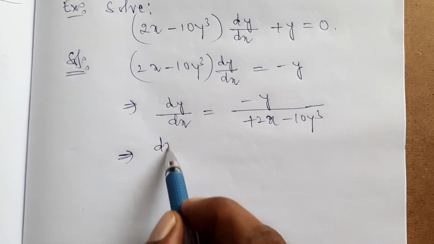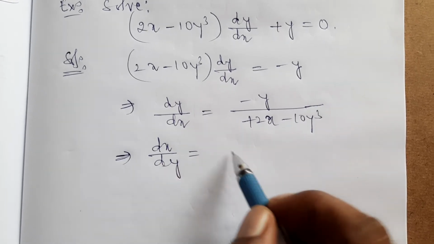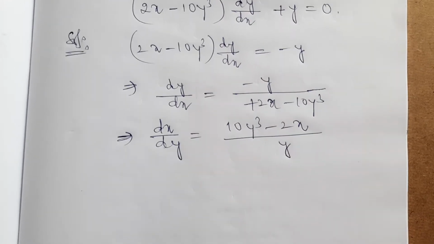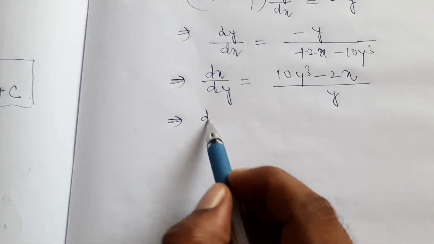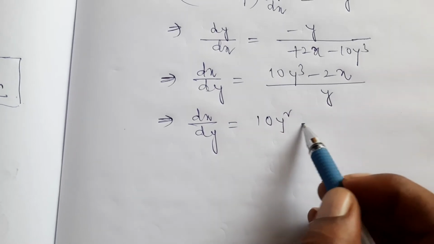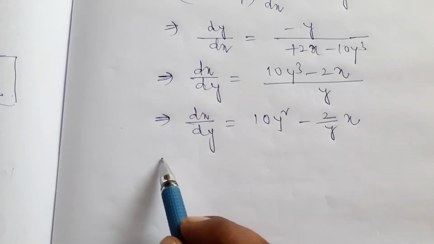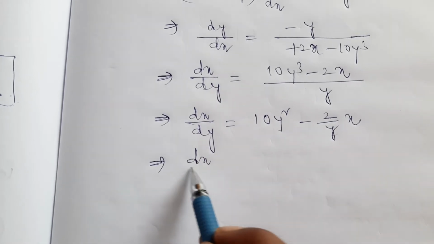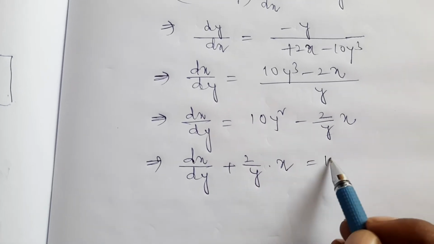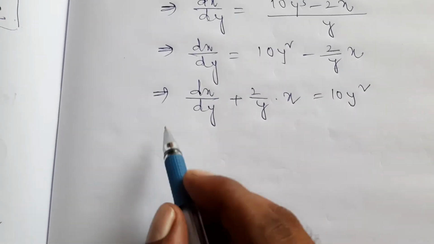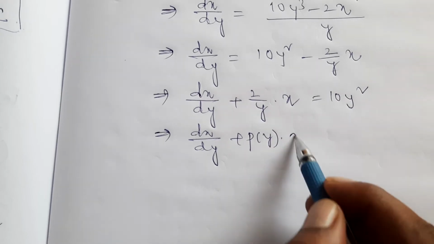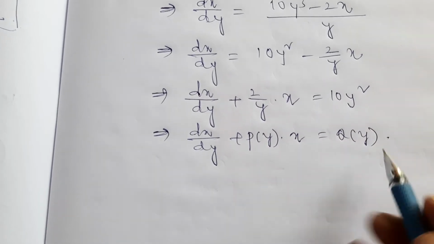What is the dx by dy value? dx by dy equal to 10y cube minus 2x by y. So dx by dy equal to 10y cube by y, which means 10y square, minus 2 by y into x. Bring this term to this side. Then what you will get? dx by dy plus 2 by y into x is equal to 10y square. So if you observe, this equation is in the form dx by dy plus p of y into x is equal to q of y.